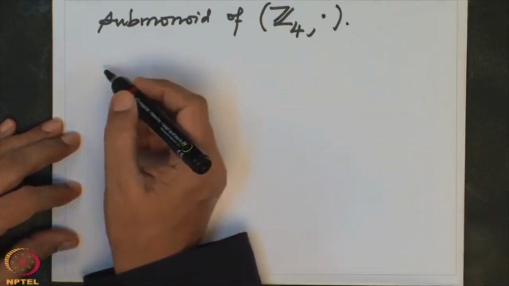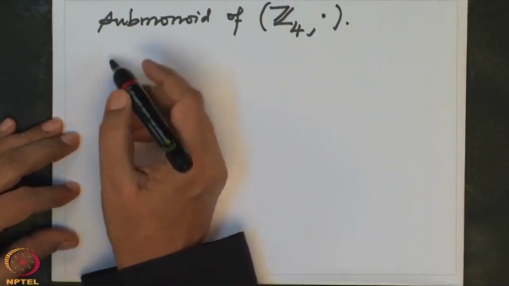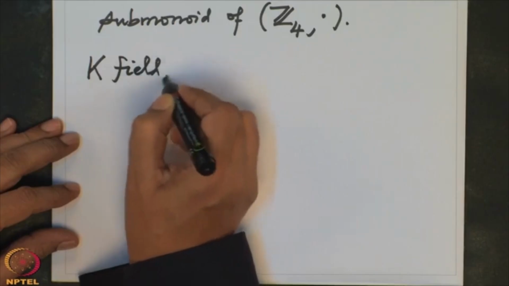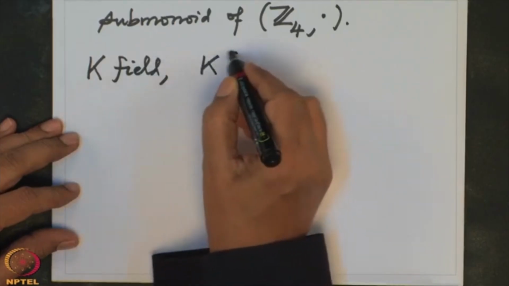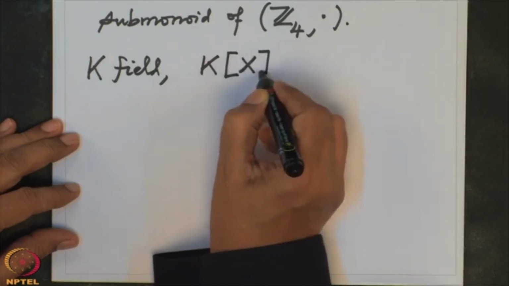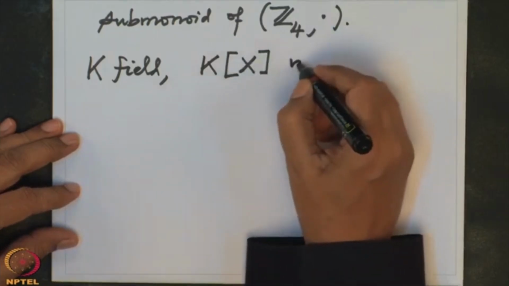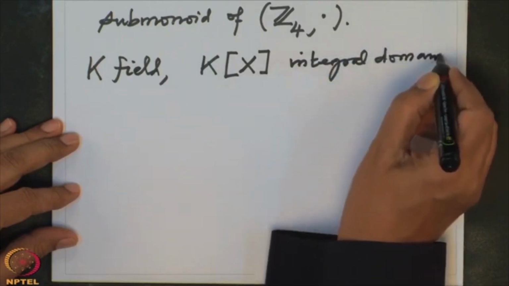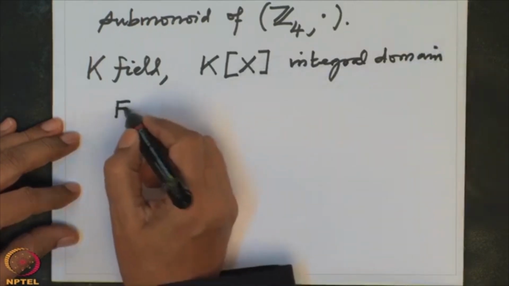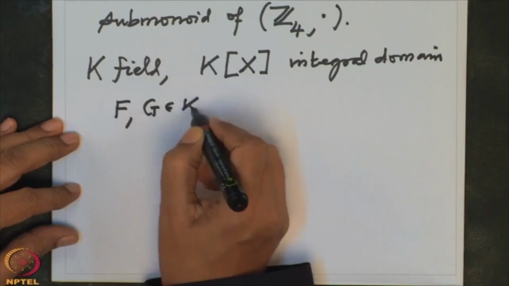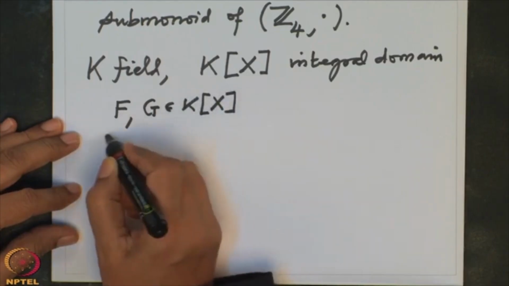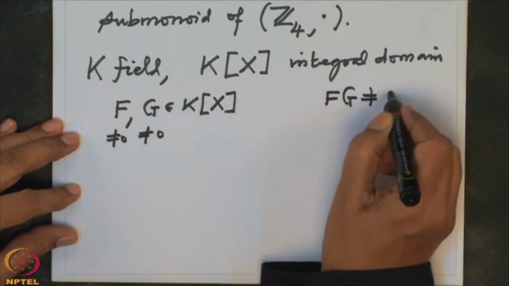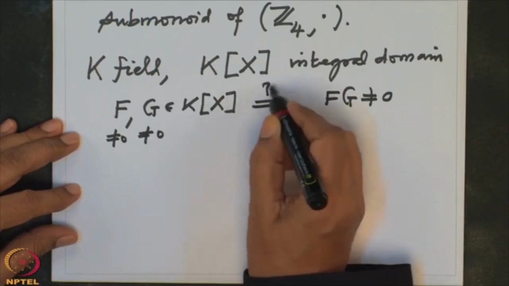So remember our example, we are going to eventually concentrate on: I will have a field K, and we will take all polynomials with coefficients in K, that is K[x], and this is clearly an integral domain. So to check this, what do we have to check? If I have two non-zero polynomials, both non-zero, then the product also should be non-zero. This is what we need to check to justify that it is an integral domain.